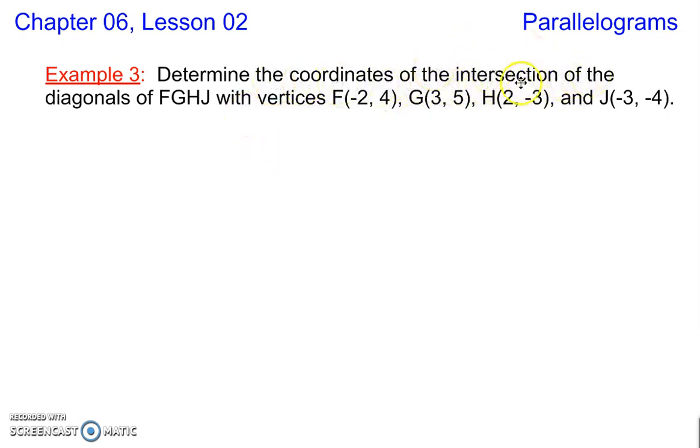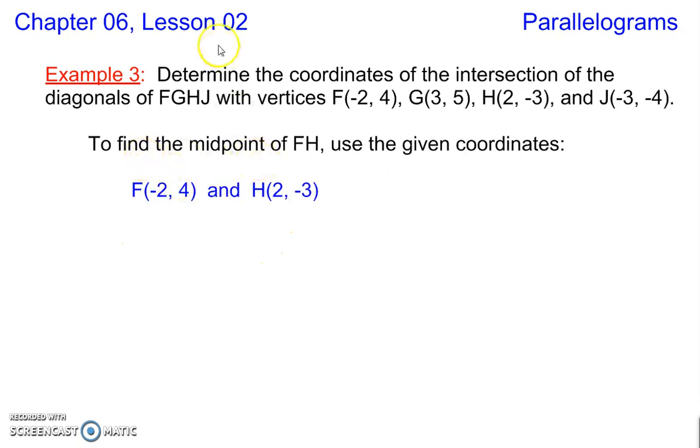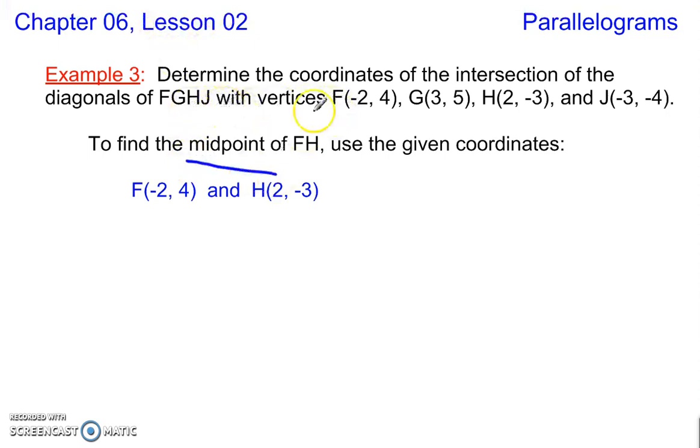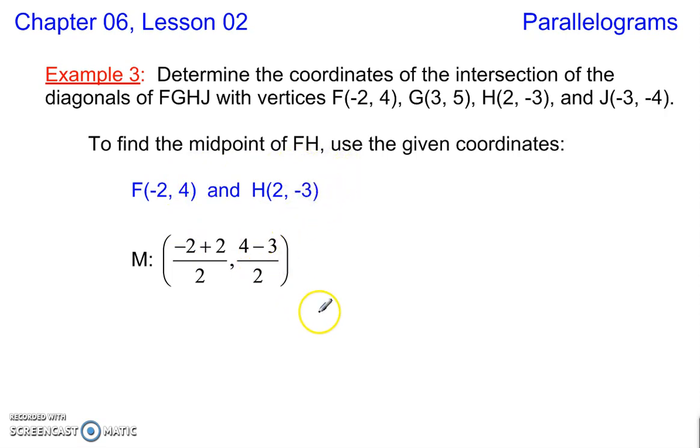Alright, we want to determine the coordinates of the intersection. Remember they're bisectors, so we're going to use the midpoint for this. Midpoint of FH. We'll use those coordinates. Remember your midpoint formula. We'll take x1 plus x2 divided by 2, and y1 plus y2 divided by 2. And there is your midpoint. That's all there is to it.